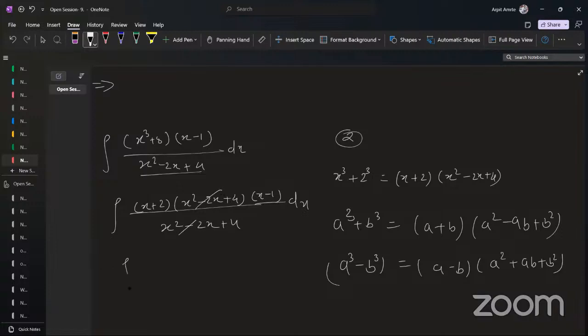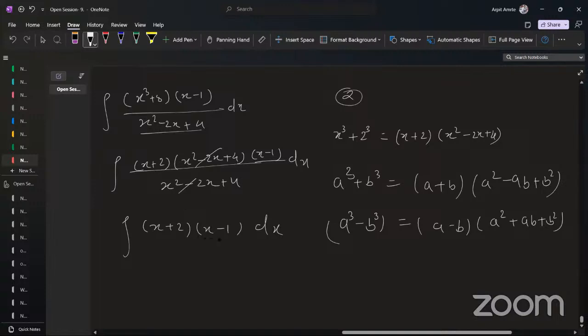This will be cancelled out. Then what will we get? We will get x plus 2 into x minus 1. Now, what is the further process? You just need to multiply this and then you can use this formula: integral of x raised to power r dx is equal to x raised to power r plus 1 divided by r plus 1. Okay, fine. Yes.